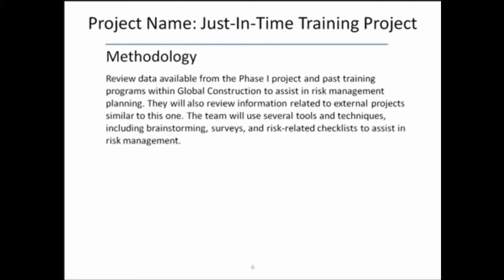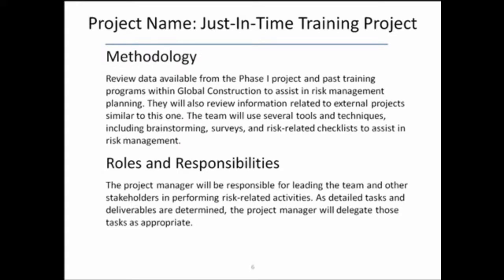In the methodology, the project team will review data available from the phase 1 of the project. That's the one that was assumed from the book. They'll review information related to the external projects to this one. The team will use several tools and techniques, including brainstorming, surveys, risk-related checklists, to assist in risk management. In other words, you need to identify the method that you're going to use to predict your risk for your project.